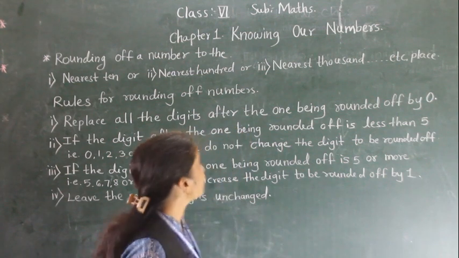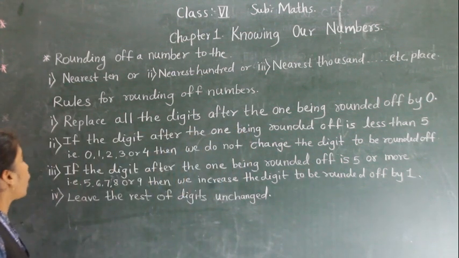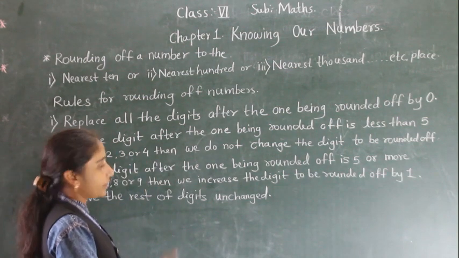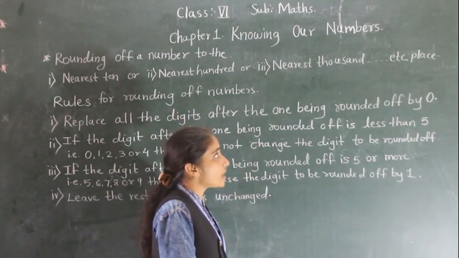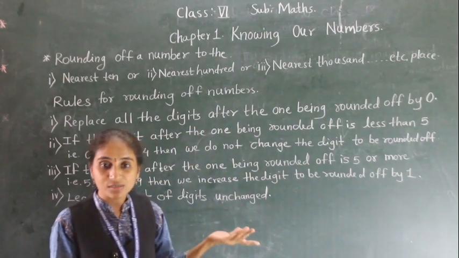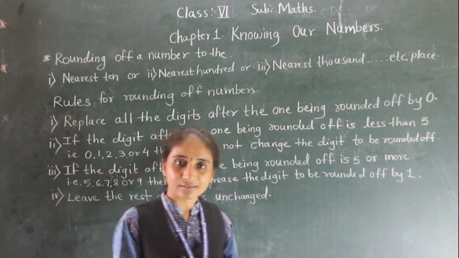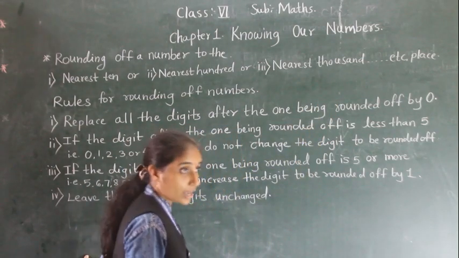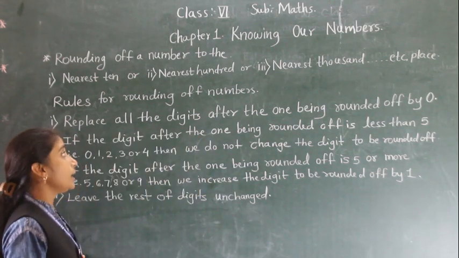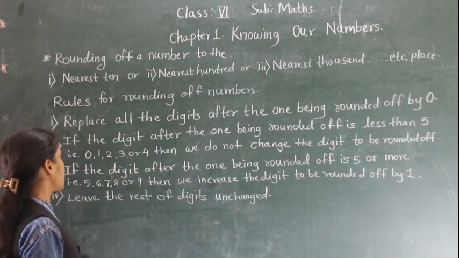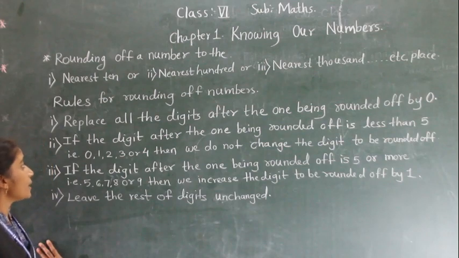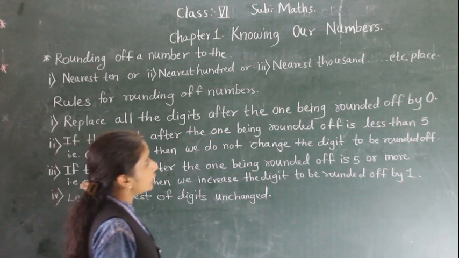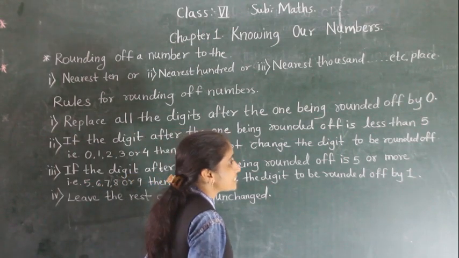Hello everyone, let's move to our new concept: rounding off a number to the nearest 10, nearest 100, nearest 1000, nearest 10,000, nearest lakh, nearest 10 lakhs, etc. There are some rules for rounding off numbers. First rule: replace all the digits after the digit being rounded off by zero.